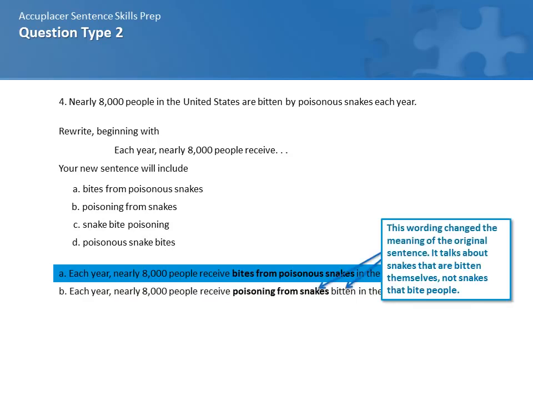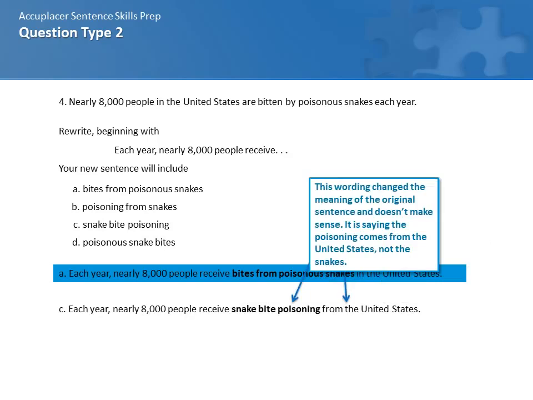B, poisoning from snakes, is a problem. We might have a sentence that reads, each year nearly 8,000 people receive poisoning from snakes bitten in the United States. We're trying to get all that information in there, and it isn't accurate. First of all, it doesn't say that the people receive poisoning. And secondly, it seems to be talking about snakes that are bitten. So this is awkward wording and a change of meaning of the sentence, so it doesn't work.